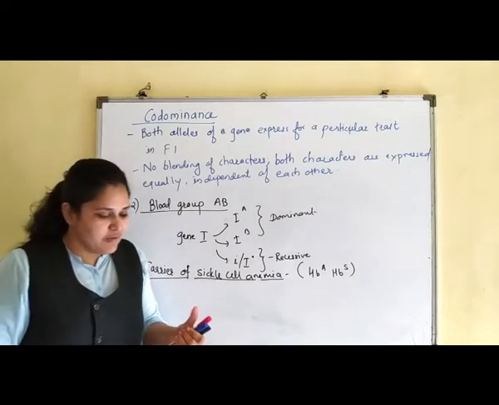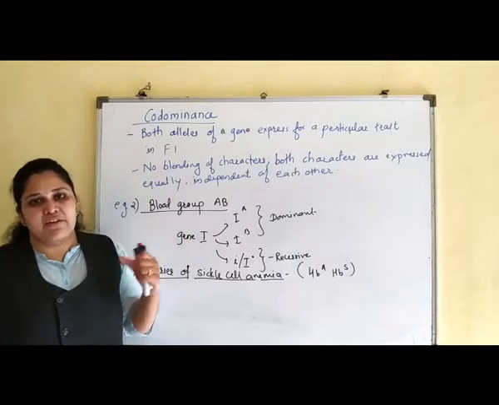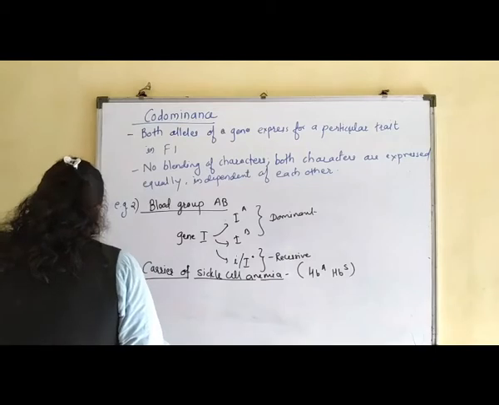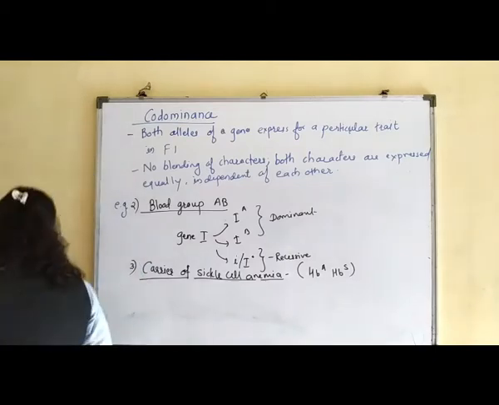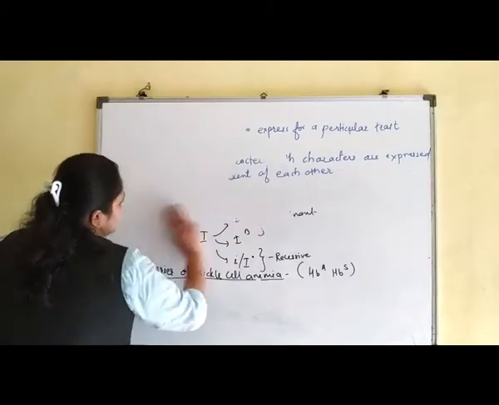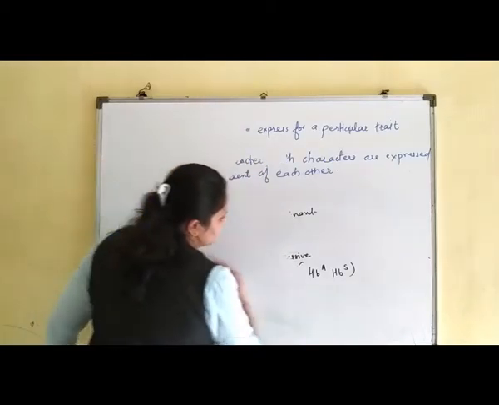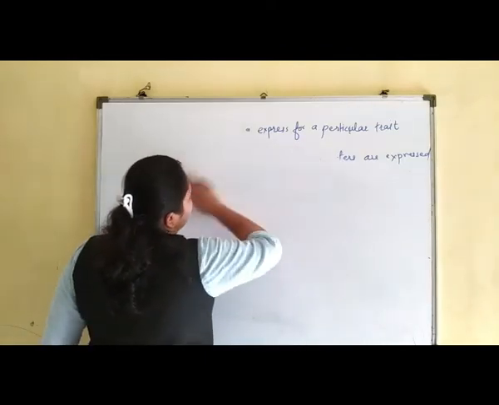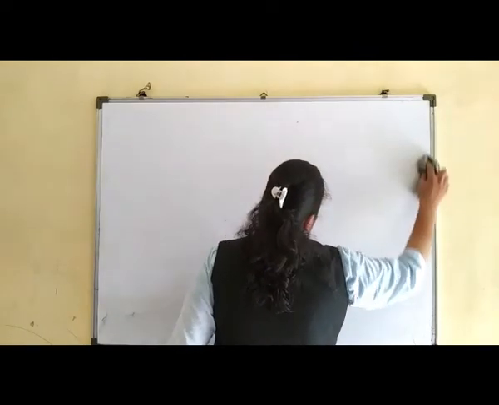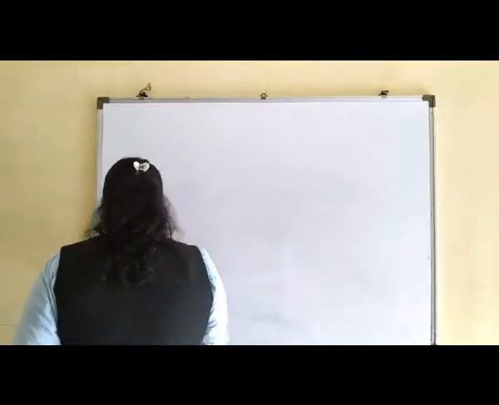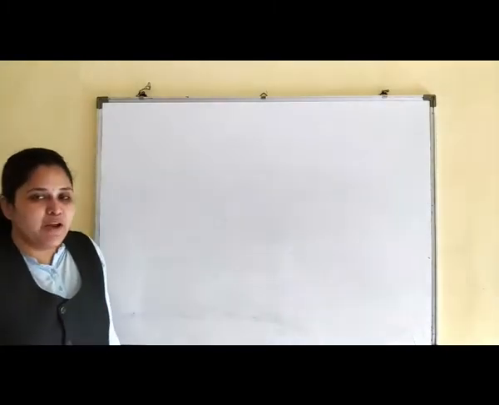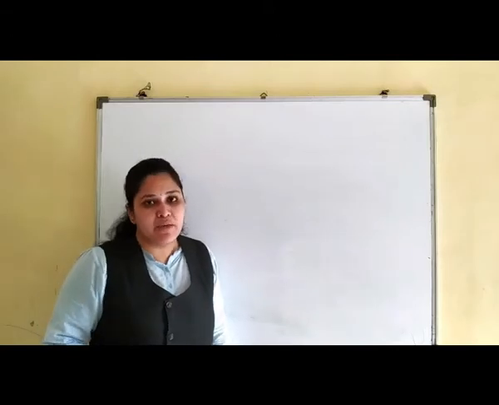So first we have seen incomplete dominance, the second one is codominance. Now let's see the next one, that is multiple allelism. The next type of allelic interaction is multiple allelism. Just now I told you about the blood group system. If in the exam it asks about the AB blood group, it is an example of codominance, but the ABO blood group system is an example of multiple allelism.